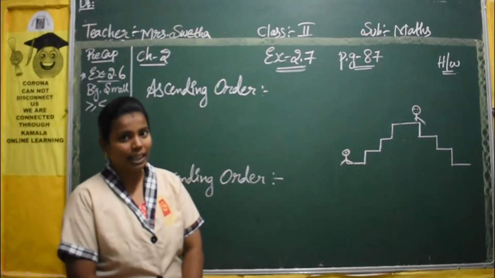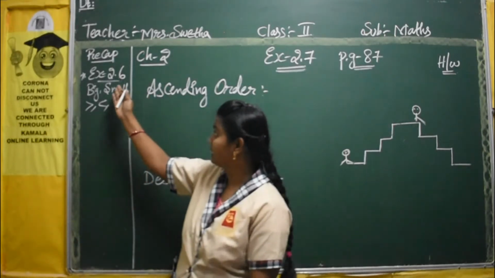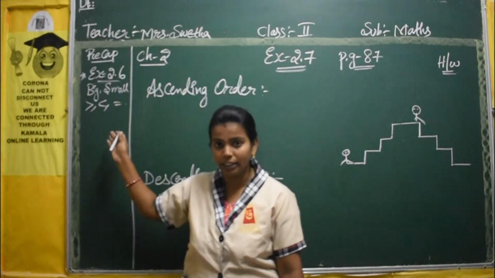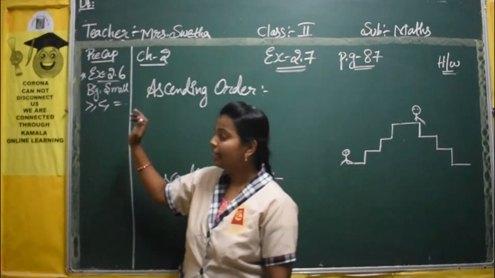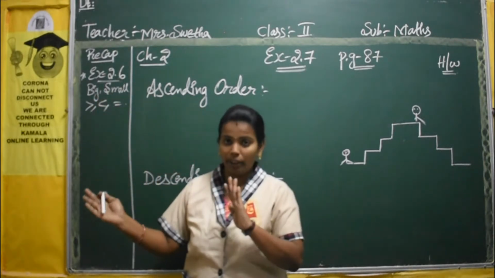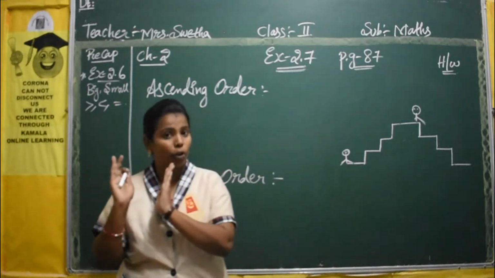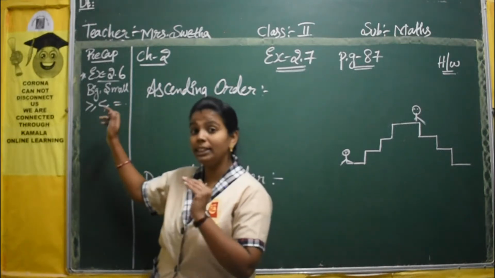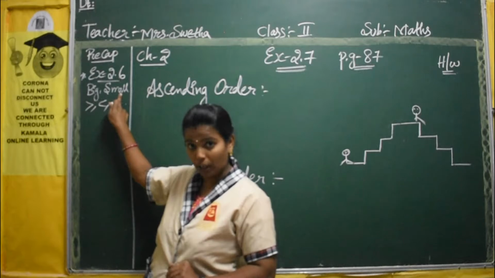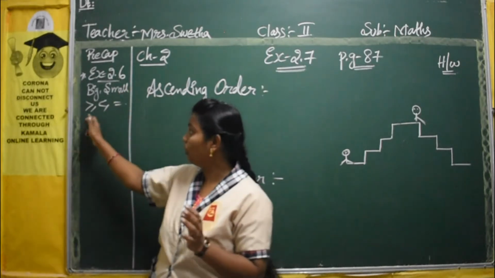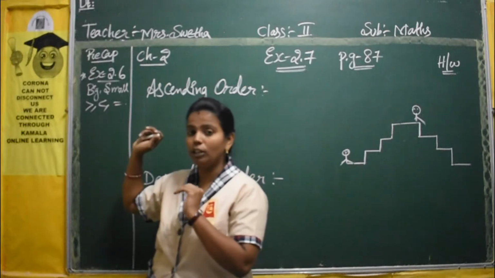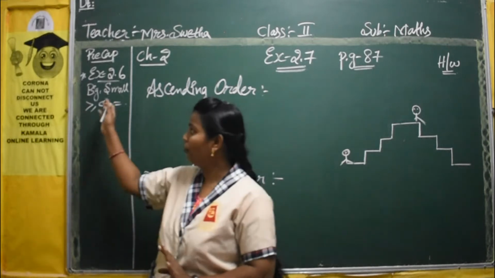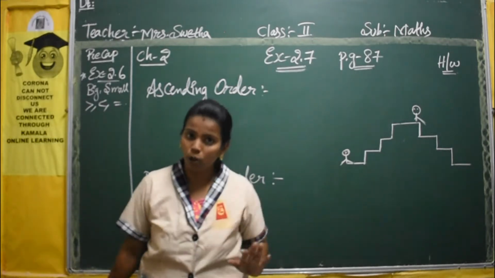Yes, children. In the previous class, you completed exercise 2.6. In this exercise, you learned the big numbers and the small numbers. You identified what is a big number and what is a small number, and you identified them through the symbols also. You marked them with greater than, less than or equal to. By using the symbols you recognized which is the bigger and the smaller number.